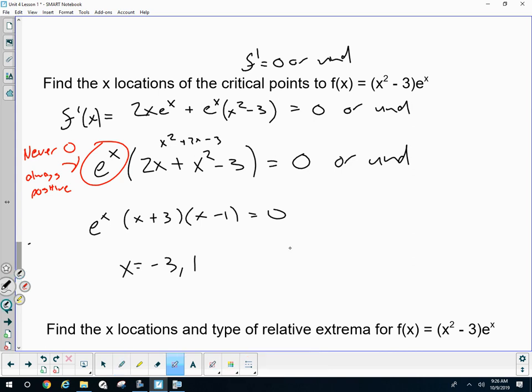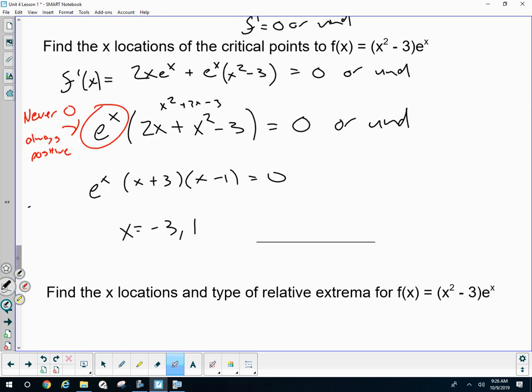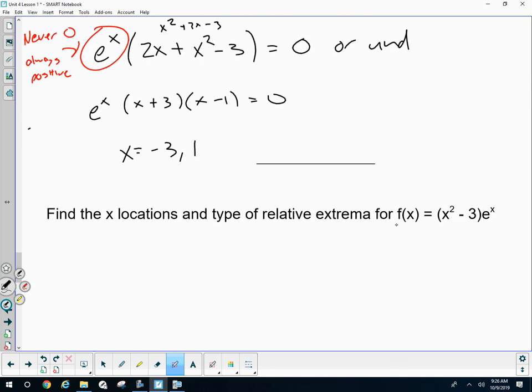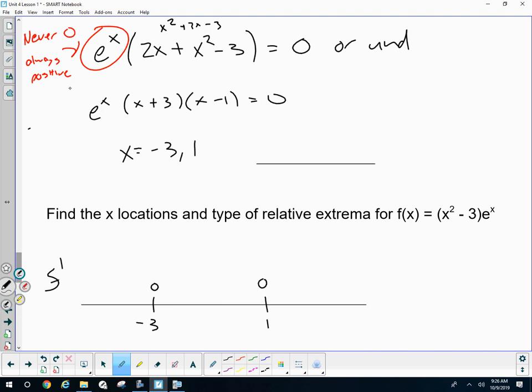Now, what we would be asked to do then, find the x locations and type of relative extrema, same function, is analyze the signs of my derivative around these critical points. This is when f prime was 0. We have our simplified f prime right here. We need to understand no matter what value I plug in my interval, like 2, like 0, like negative 4, e to the x is positive. If I plug in 2, I get positive, positive, positive. If I plug in 0, e to the 0, still positive.